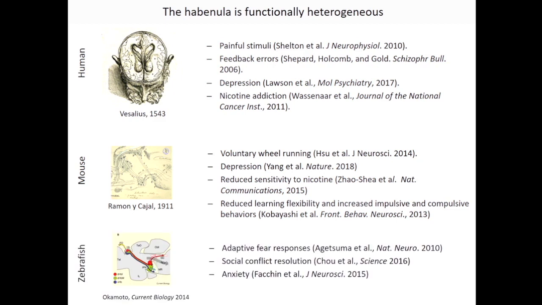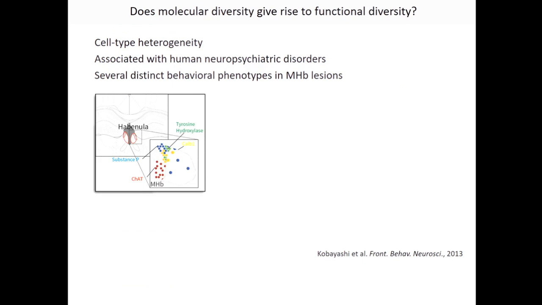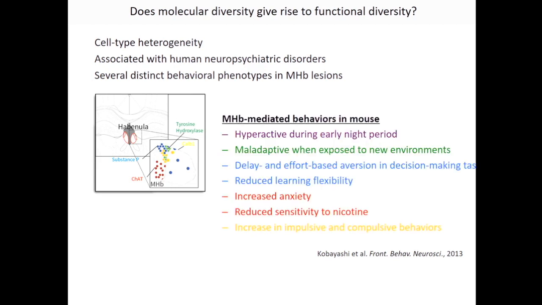I also just want to note that the habenula is incredibly well conserved evolutionarily, and you see this same pathway in zebrafish and it is looked at in adaptive fear response, social conflict resolution, and anxiety. I tell you all of these things just because there seem to be a lot of different functions ascribed to the habenula. And since we have this cell type heterogeneity, it's associated with human neuropsychiatric disorders, and there seem to be several distinct behavioral phenotypes in medial habenula lesions, I wanted to know, can we understand something about what the molecular heterogeneity means here, and how that might be giving rise to functional units that are driving these different defined behaviors.